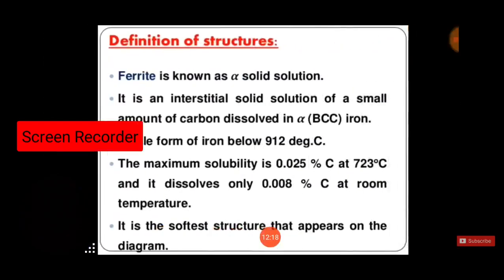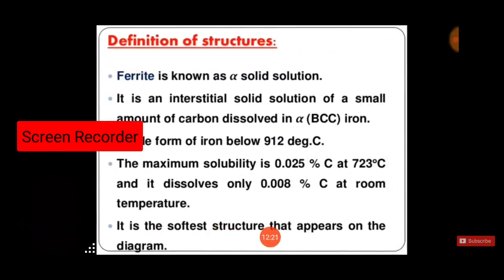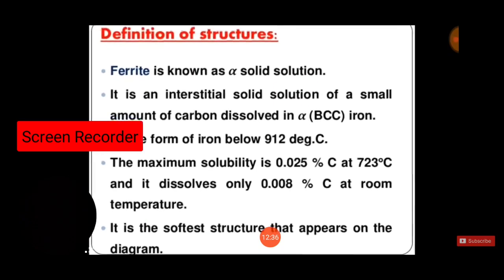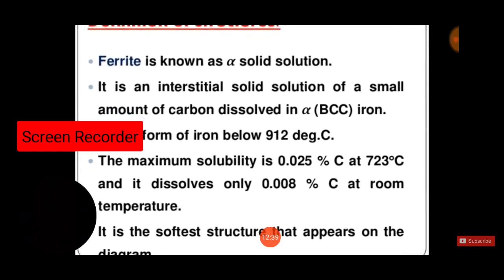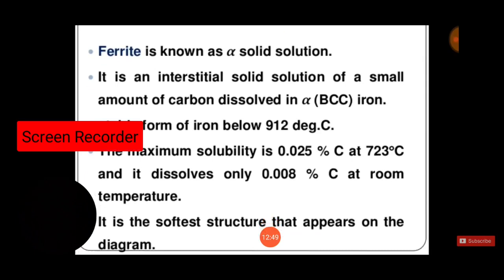microscopic structure. Then ferrite. Ferrite is known as alpha solid solution. It is an interstitial solid solution of a small amount of carbon dissolved in alpha iron in BCC structure. Stable form of iron below 912 degrees Celsius. The maximum solubility is 0.025% of carbon at 723 degrees Celsius, and it dissolves only 0.008% carbon at room temperature. It is the softest structure that appears on the diagram because of the BCC structure.